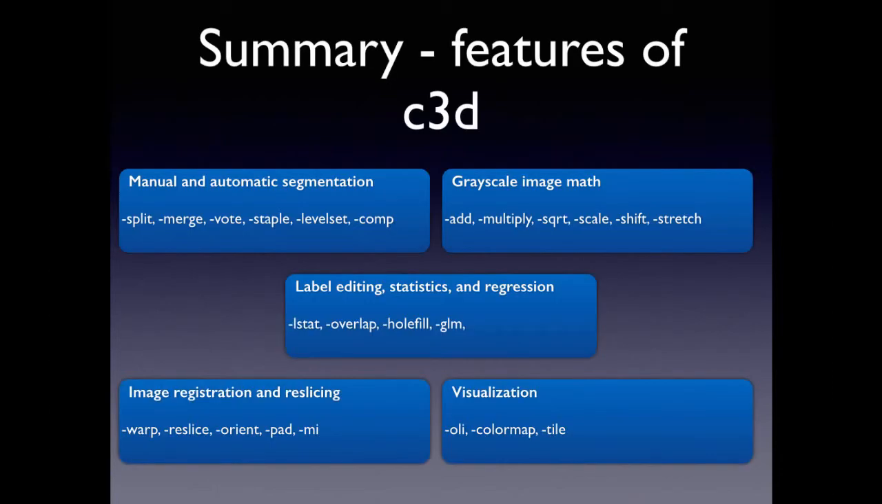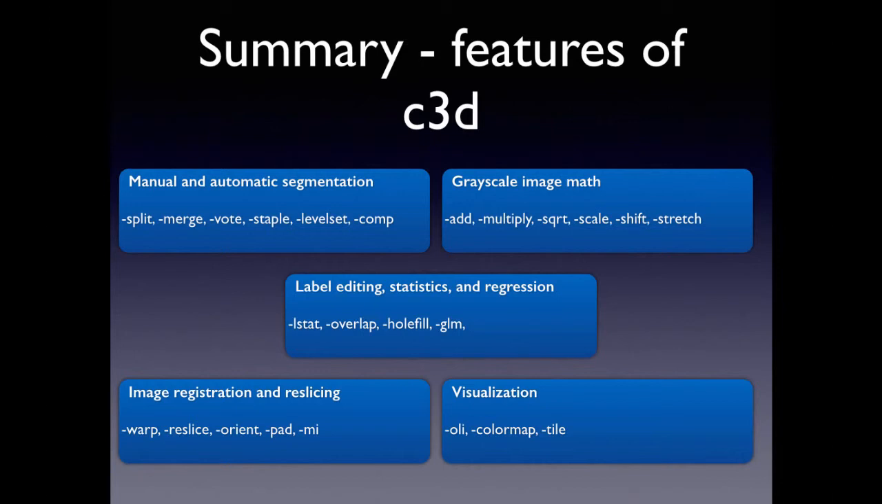Alrighty, so just to quickly summarize, since we're about to run out of time, C3D has a bunch of features in different domains of image processing, and we've only sort of looked at a couple of them. It does manual and automatic segmentation, so there are commands to do the automated level set segmentation, as well as you can do manual segmentation. Minus staple is a way for synthesizing different segmentations. There is the basics of grayscale image math. You can do image calculator stuff. There's a ton of label editing.